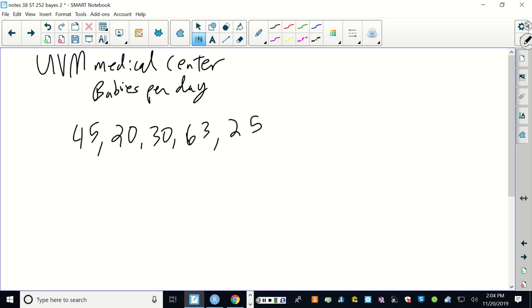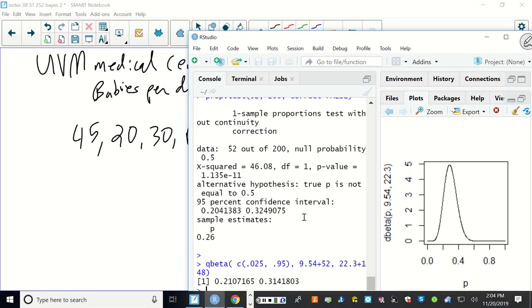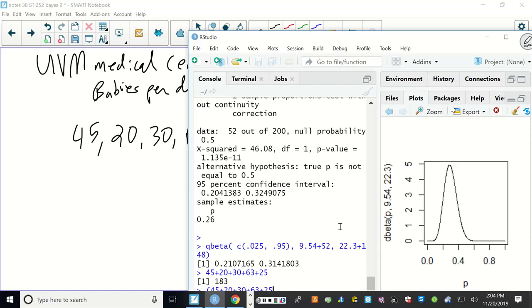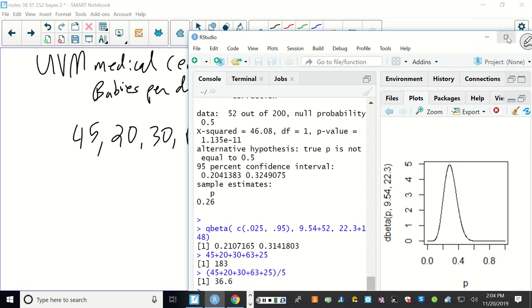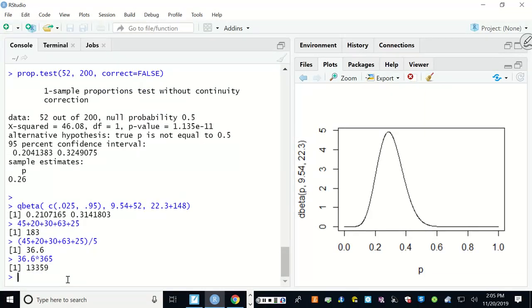So what's the average of these? 45 plus 20 plus 30, and then this was 63 and 25. That was 5 opinions, so that's about 36.6 per day. 36.6 for 365 days would be about 13,000 babies. You think that many are born there? Maybe, you know, it's a medical center. So that's an average, 36.6.